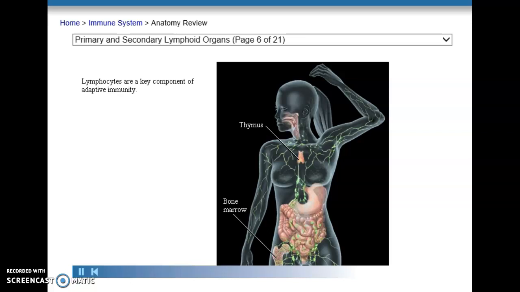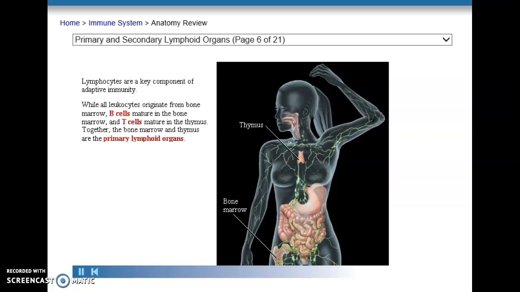Remember that lymphocytes are a key component of adaptive immunity. While all leukocytes originally come from stem cells in the bone marrow, the B lymphocytes, also called B cells, mature in the bone marrow, whereas T lymphocytes, or T cells, mature in the thymus. Together, the bone marrow and thymus are the primary lymphoid organs. Click a primary lymphoid organ to continue.